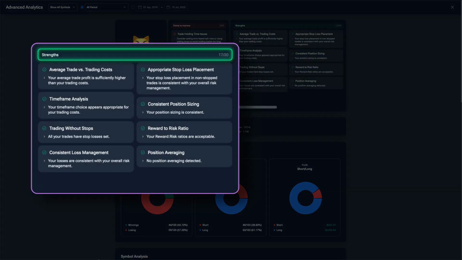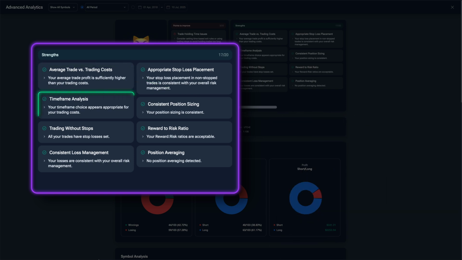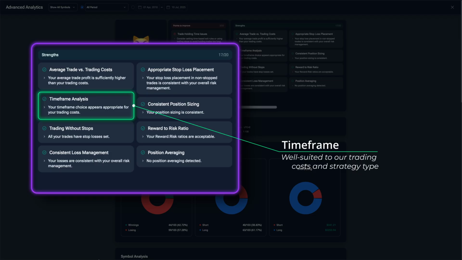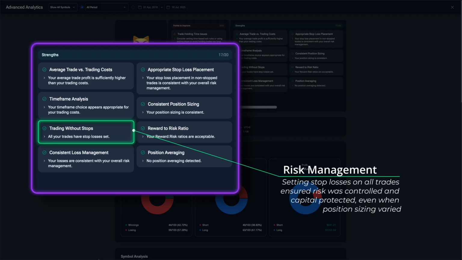Strengths analysis. Average trade versus trading costs. Since we didn't set trading fees in the UT Bot testing, this analysis shows our raw profit per trade without commission costs. This is still useful for understanding if the strategy generates enough profit per trade to remain viable when real-world costs are added. Timeframe analysis. The timeframe choice appears appropriate for our trading costs and strategy type. Trading without stops. All our trades had stop losses set. This shows good risk management discipline, even if our position sizing wasn't perfect.